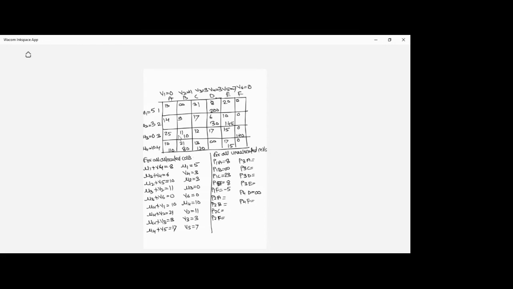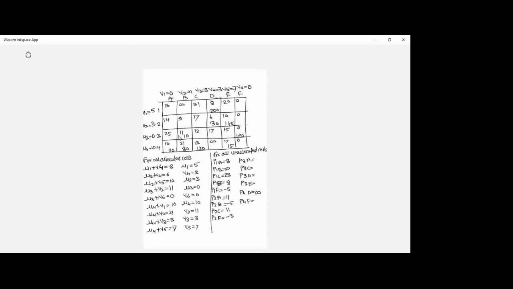So let's move ahead and calculate a few more. P2A. So P2 is 3 plus 0 is 3, 14 minus 3 is equal to 11, right? Next, P2B is how much? It is 11 plus 3 is 14, and 9 minus 14 is equal to minus 5. P2C is 3 plus 3 is 6, 17 minus 6 is 11. P2F is 3 plus 0 is 3, and 0 minus 3 is minus 3, right?